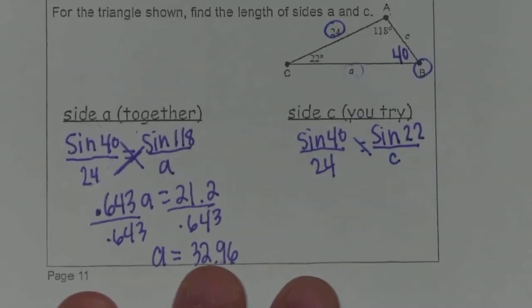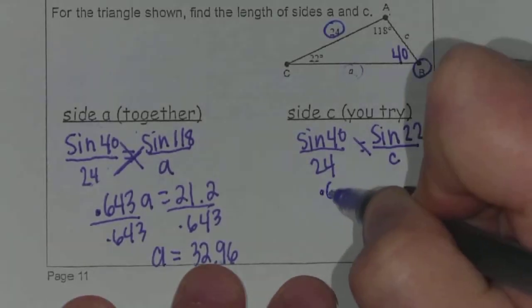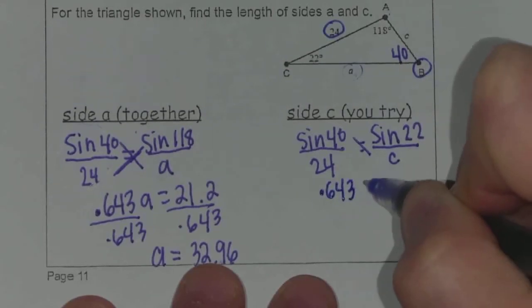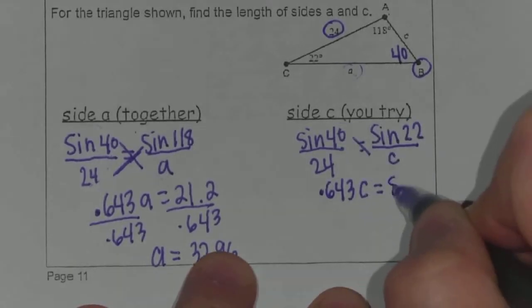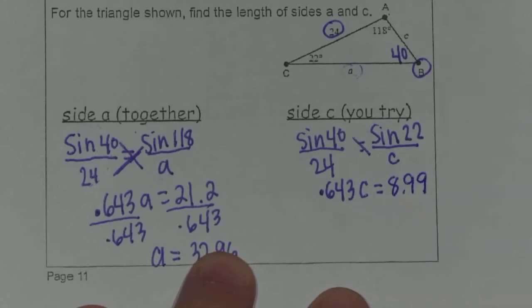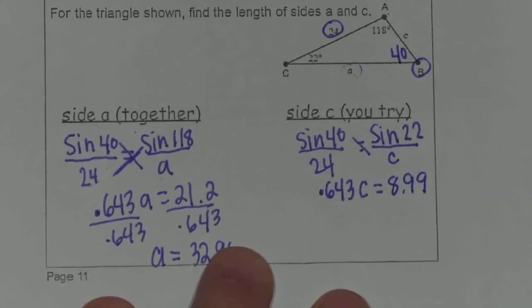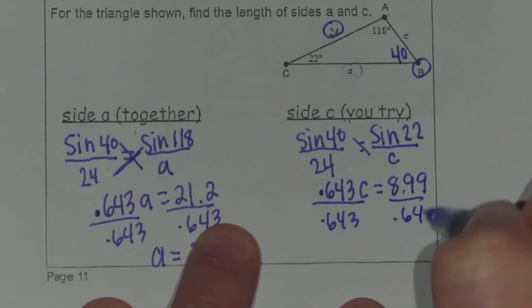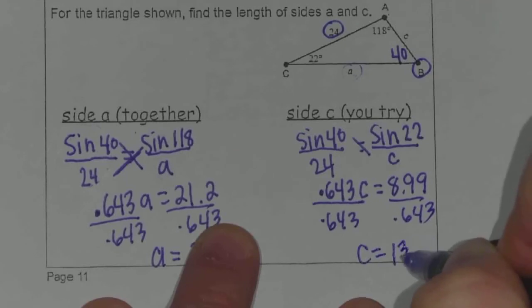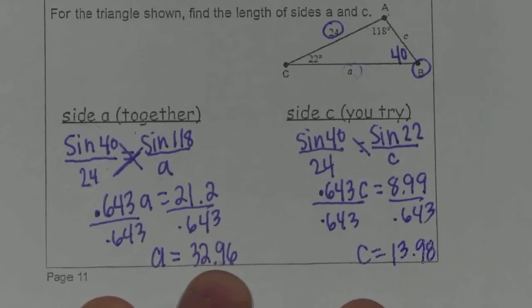What's the sine of 40 on your calculator? We already found that, didn't we? 0.643, and that will be times by c. Then on your calculator, 24 sine of 22. It's 8.99. How do I solve for C? It's 13.98. Pretty close to 14, right, for your answer.